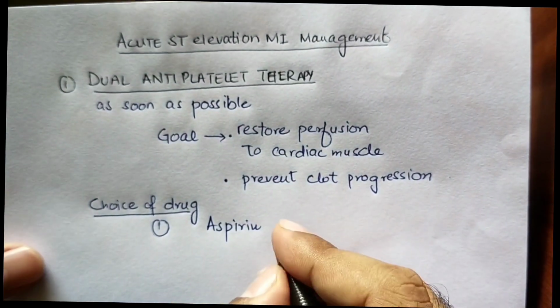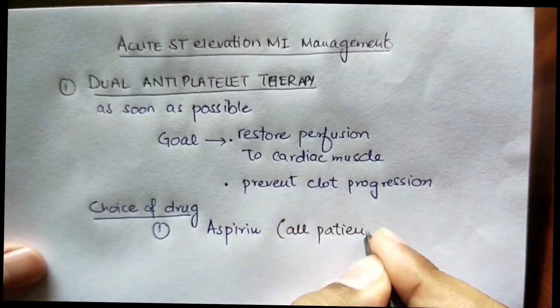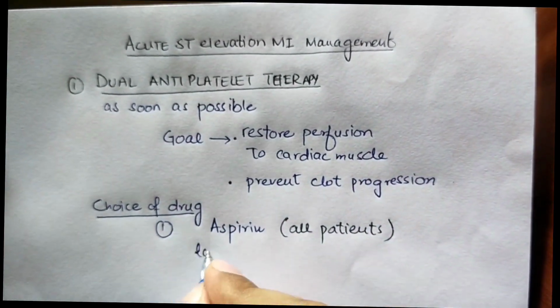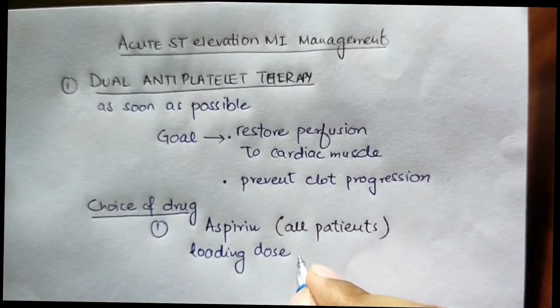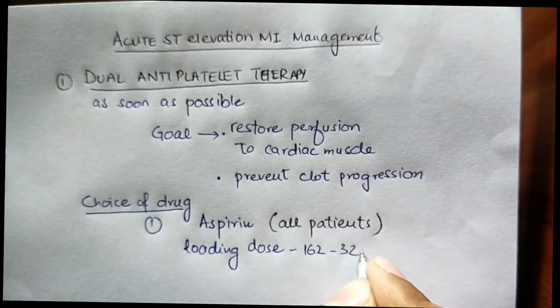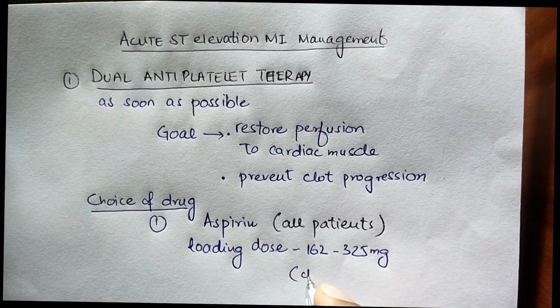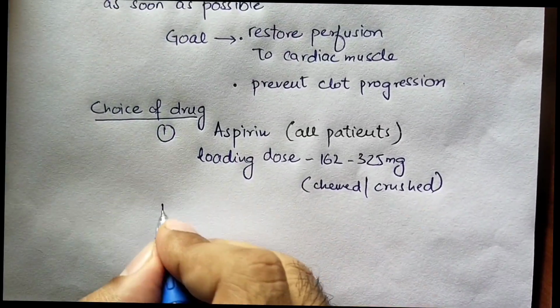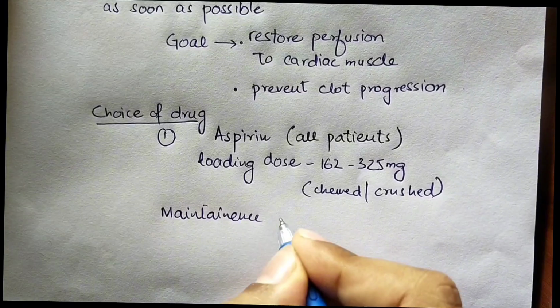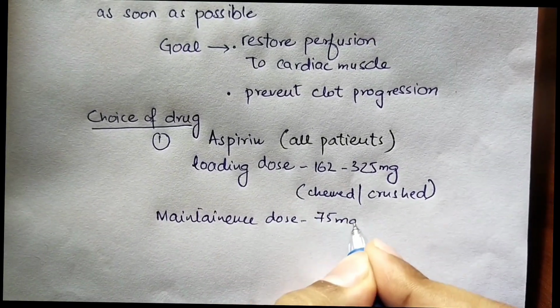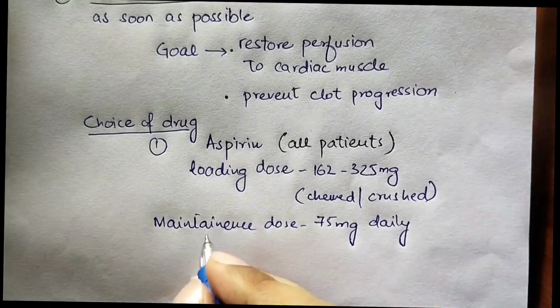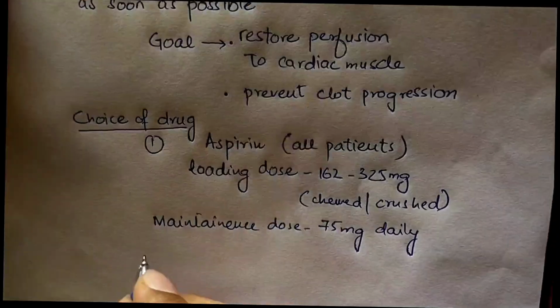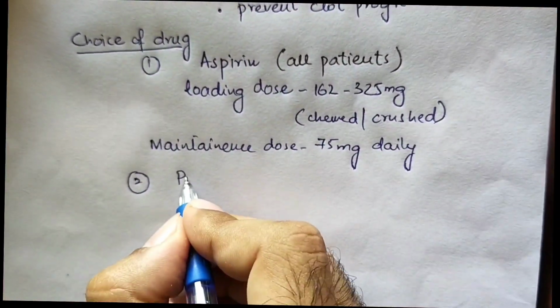Now, the choice of the drug is either aspirin or a P2Y12 inhibitor. Aspirin is given to all patients of ST elevation MI after considering the risk and benefits. The loading dose of aspirin is 165 to 325 milligram in chewed or crushed form. It is given within 24 hours ASAP. The maintenance dose is 75 milligram daily.